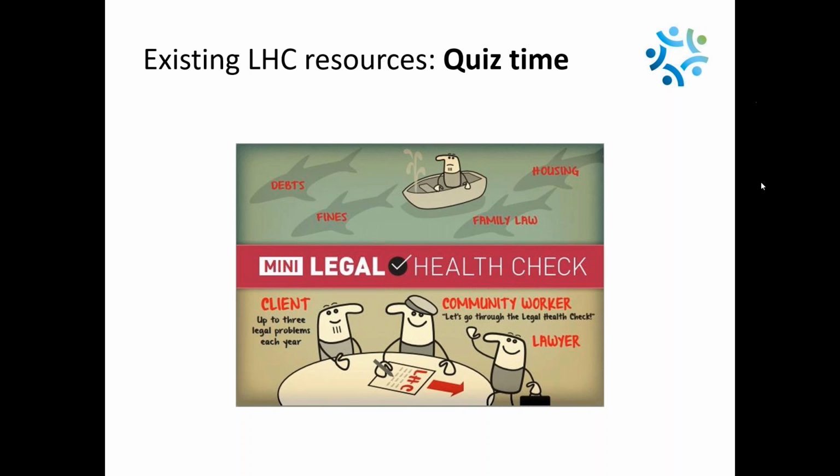So this quiz is also available on the site, and you might have come across it and already know the answers. So the first question is, how many new and different legal problems is a vulnerable client likely to have each year? Is it A, none, B, 1, C, 3, or D, 5? How many different legal issues do they have?